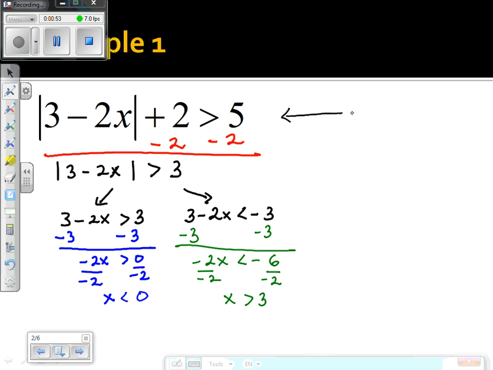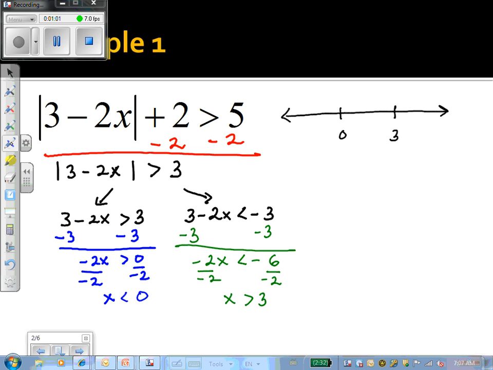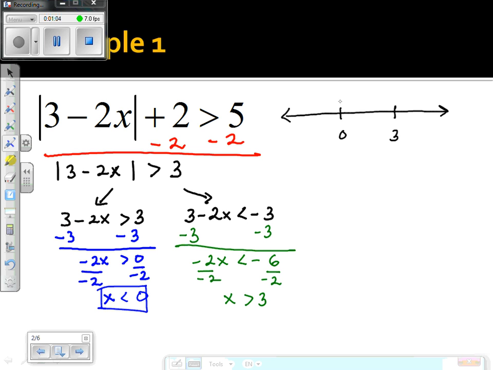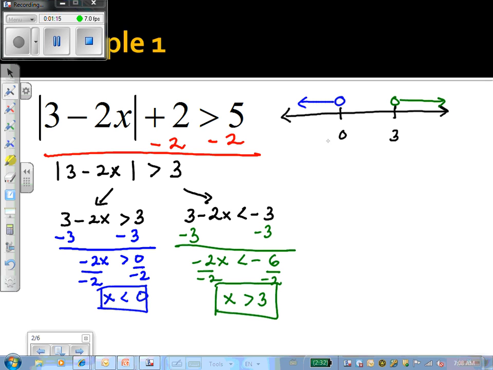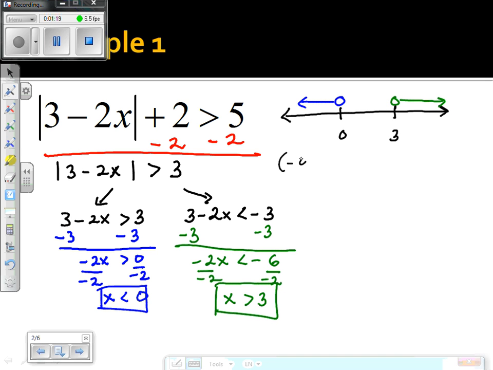Now we need to write this in interval notation. Before we do that, it might be useful to first graph it just to see what's going on. Here's 0 and here's 3. Notice that when x is less than 0, open circle, less than implies we go that way. For the next one, when x is greater than 3, open circle, goes that way. So how would we write this in interval notation? Well, we would say from negative infinity to 0, and then from 3 to positive infinity. Okay, that's our answer for this one. And sometimes it's good to put union.